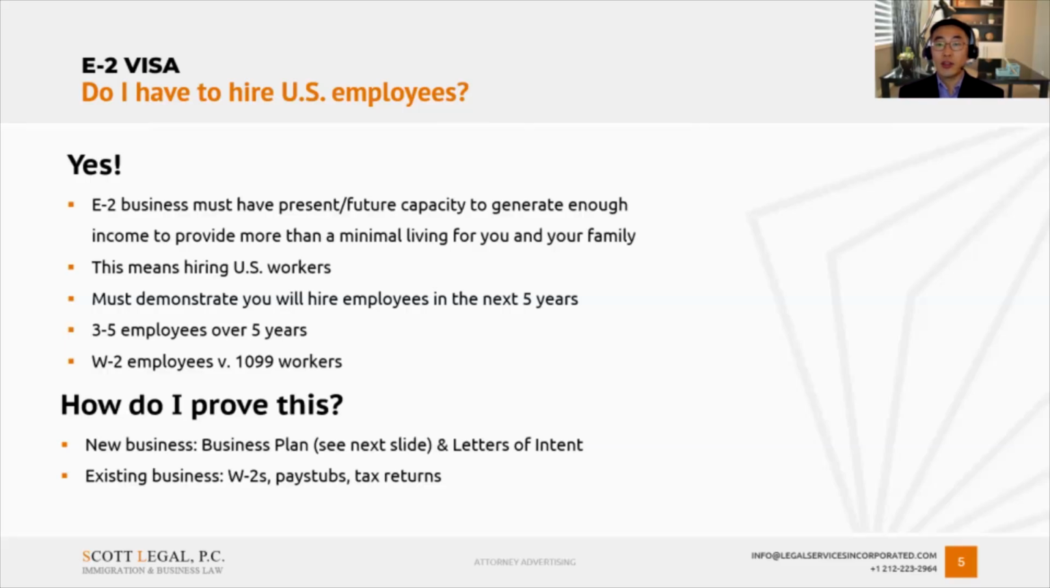Sometimes people ask whether there is a difference between W2 employees and 1099 workers. Generally, it is better to have W2 employees for your E2 business, but that also depends on the type of business. For example, let's say you are in the construction industry, where hiring subcontractors is very common and usual. Then it is probably okay to pay the subcontractors' fees with the 1099 arrangement. But even so, your construction business, your E2 business, should at least have a couple of full-time W2 employees. So the point is, it is not good at all if your E2 business only has 1099 contractors.